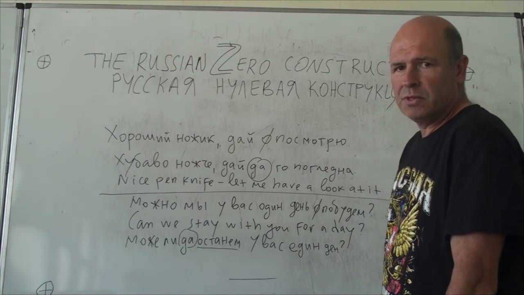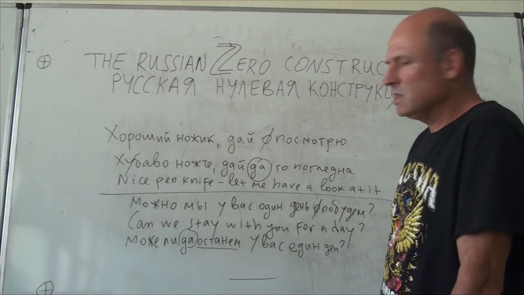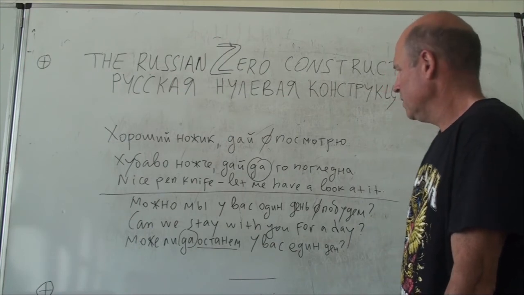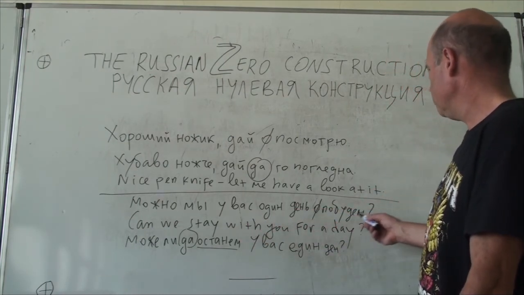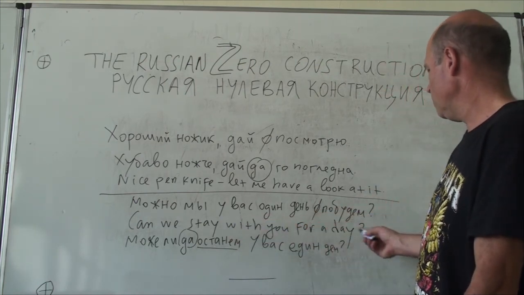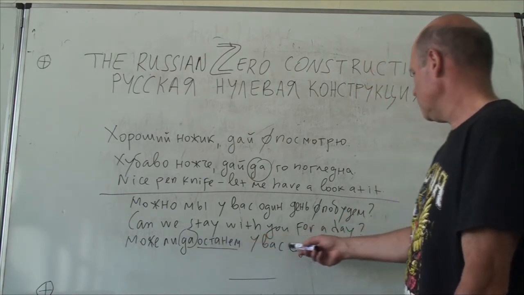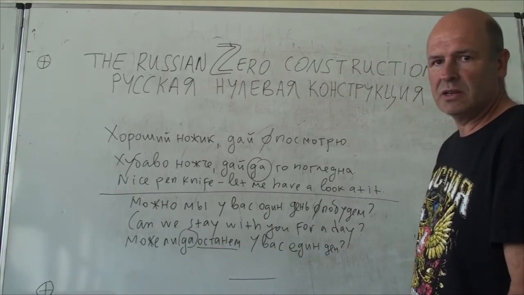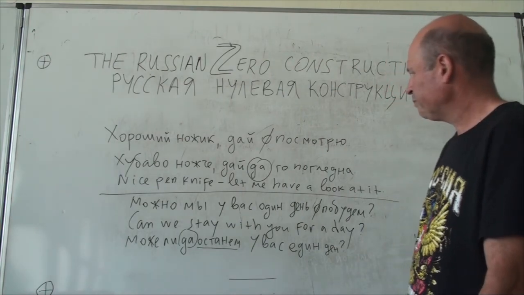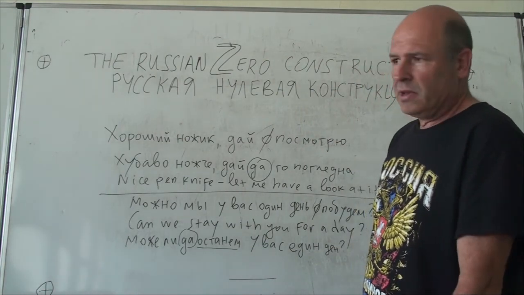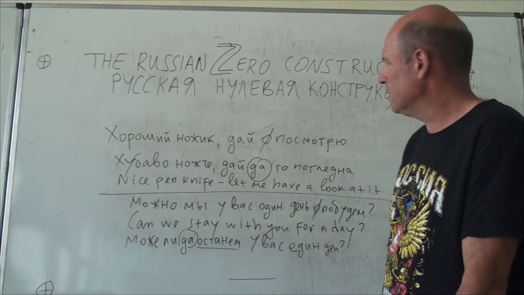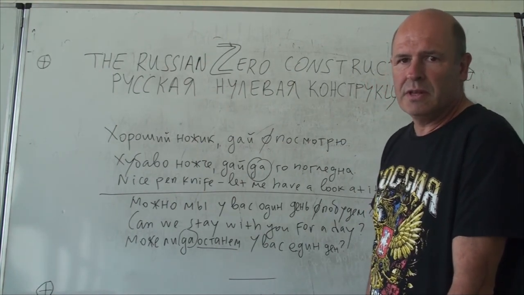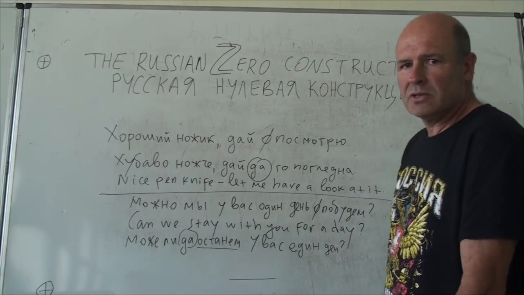And the last one from the movie called Sisters by Sergei Bodrov, in Russian Сестры. Можна мы у вас один день побудем? Can we stay with you for a day? In Bulgarian, може ли да останем у вас един ден? Here we have a da construction and here a zero construction. So, after all what I have said, it is obvious that the process of creating a zero construction in the colloquial Russian language has already started.